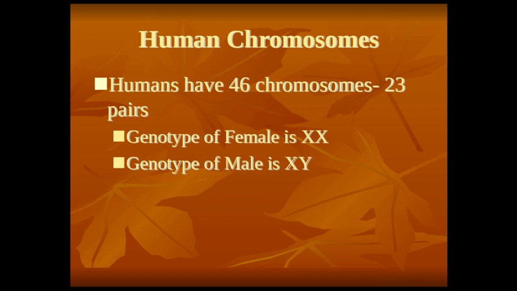All right, so we're specifically looking at humans today. Humans have 46 chromosomes, right? We have 23 pairs. We have 23 from our mom, 23 from our dad. When it comes to being a female, you're XX. When you're a male, you're XY. And that's your 23rd set of chromosomes. Your 23rd set determines your sex.